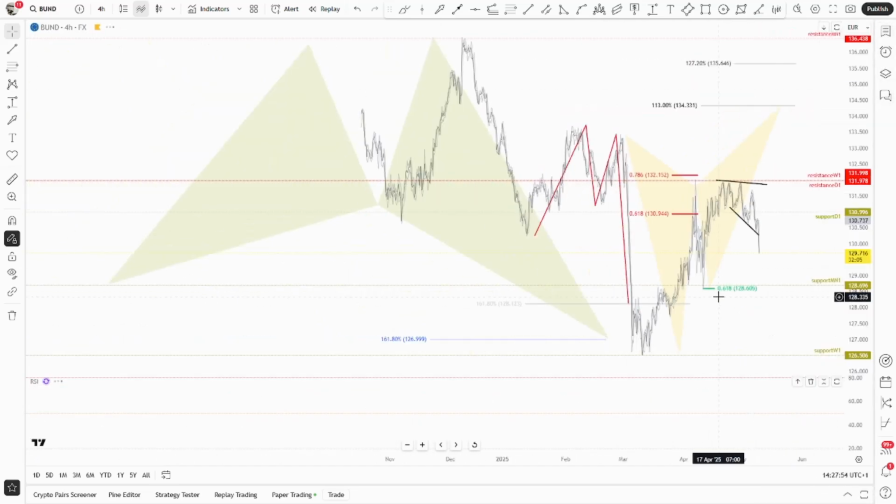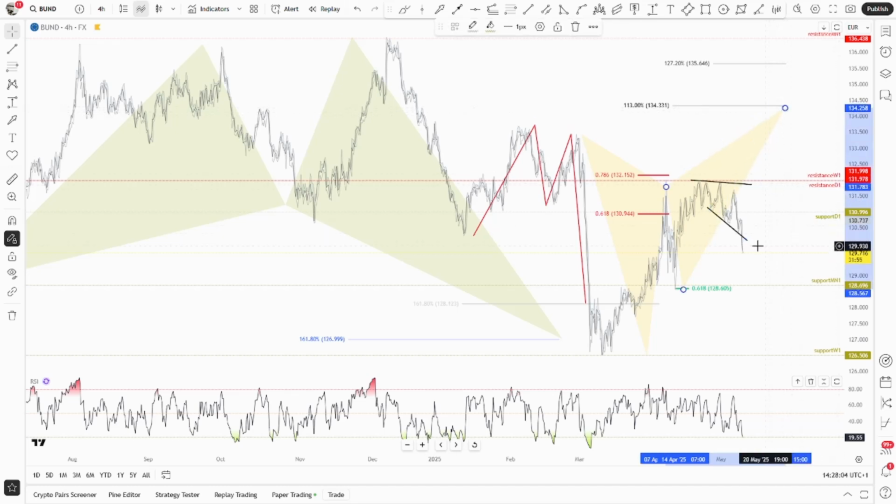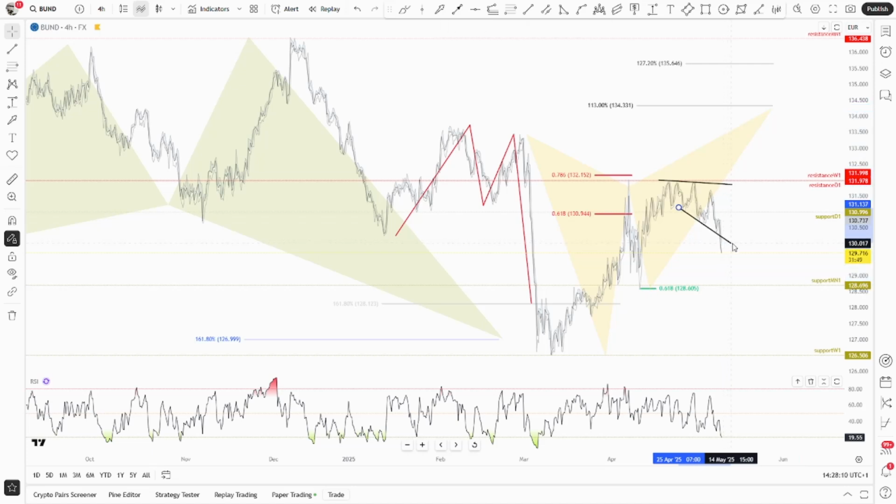Finally, the BUND is breaking support as we speak. I was expecting actually a violation of the resistance, as you can see, that completely failed. And so we are breaking support. So I will expect more momentum to the downside at this point.